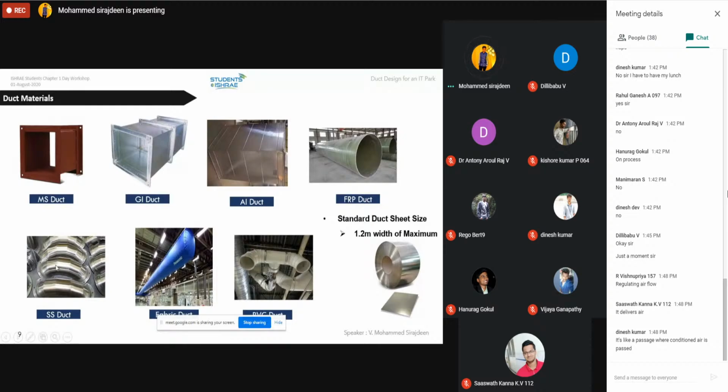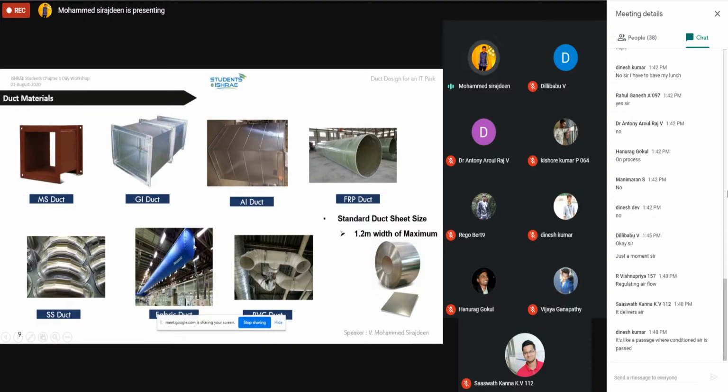Then stainless steel. If we design for an operation theater, and the conditioned air is passing through a GI duct or MS duct, there is a chance of corroded or contaminated air passing to the patient. So avoid such cases. For operation theaters or critical rooms, it is recommended to provide stainless steel ducts.